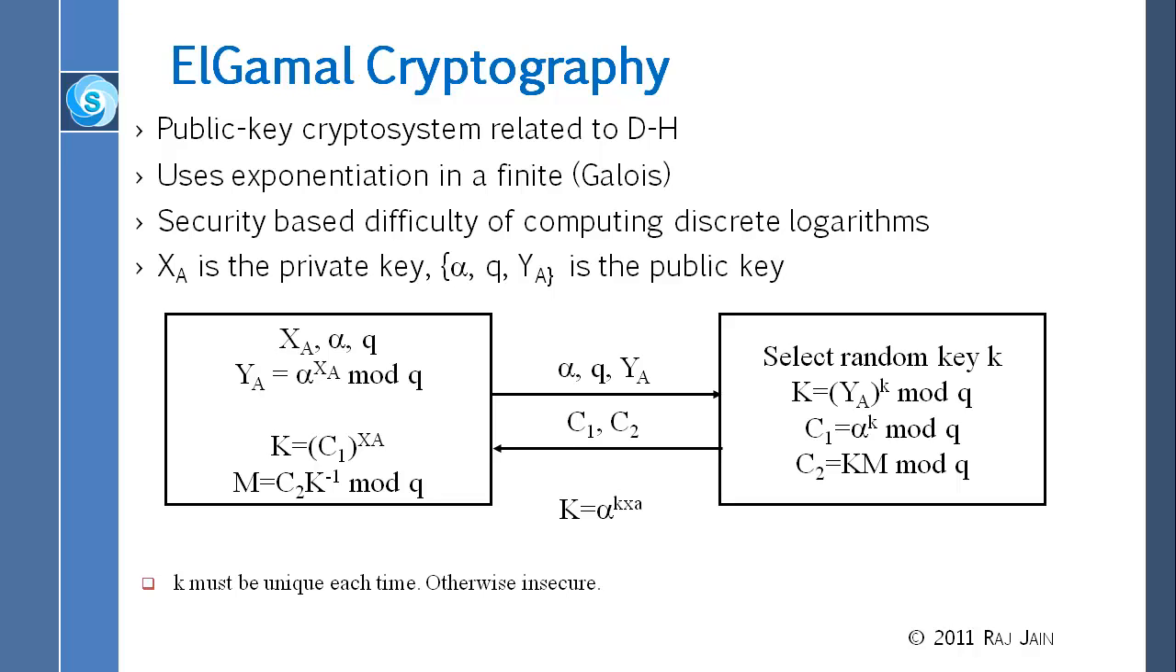So how does the other side get it? C1 is alpha raised to k mod q. What A does is raise it to the power XA. It knows XA; nobody else knows XA. Raising to the power XA gives capital K, which is the same as YA raised to little k. Notice that this is actually YAB. Previously, instead of K, we called it YAB. That was the common secret, capital K.